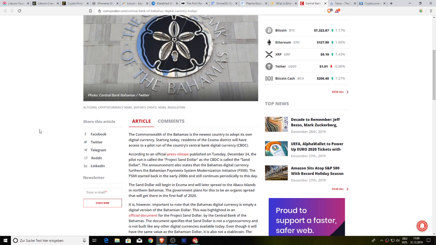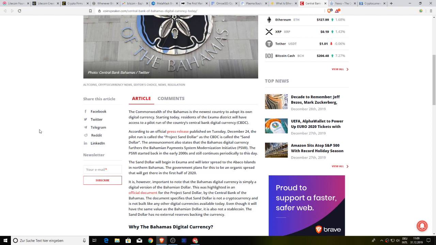It is, however, important to note that the Bahamas digital dollar is simply a digital version of the Bahamian dollar. This was highlighted in an official document for the Project Sand Dollar by the Central Bank of the Bahamas. The document specifies that the Sand Dollar is not a cryptocurrency and is not built like any other digital currencies available today. Even though it will have the same value as the Bahamian dollar, it is also not a stable... What? Of course it's stable then. How is it getting the value? The Sand Dollar has no external reserves back.